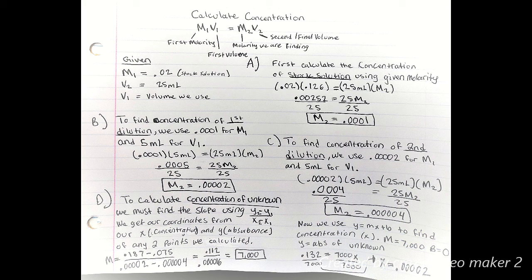Finally, we plug in the absorbance of our unknown for y in y equals our slope times x plus b. In this case, b equals 0, and we found our slope to be 7,000. Solving for x, we get 2 times 10 to the negative 5th.